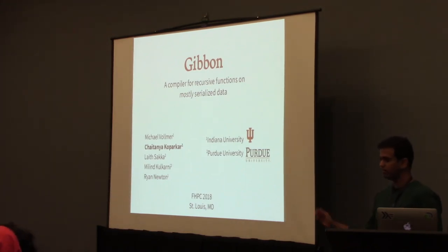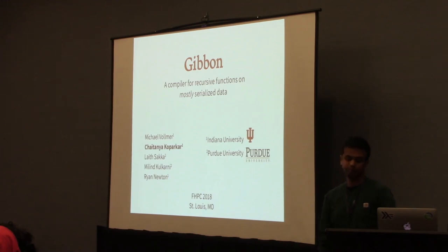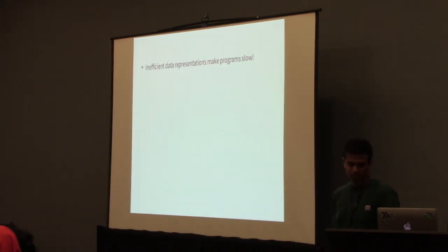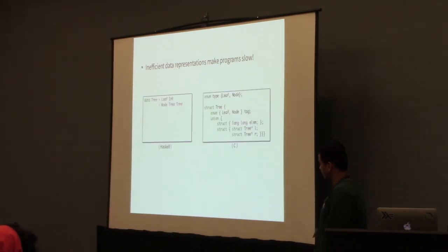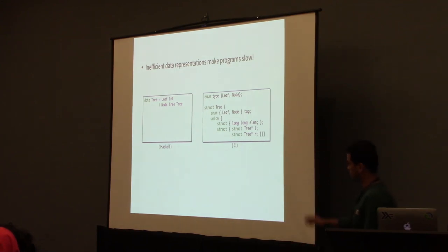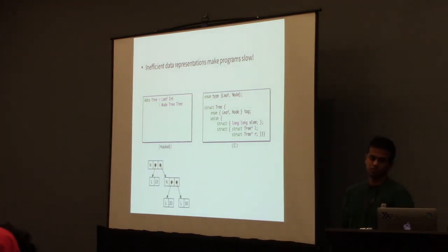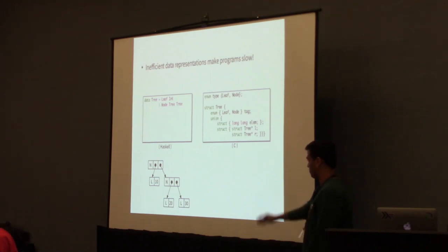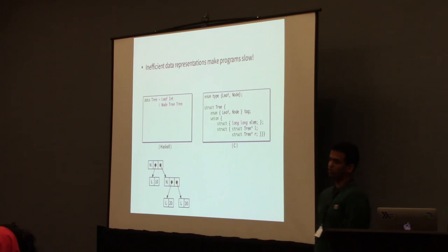So why is data representation important anyways? Because inefficient representations can really make your program slow. So consider this tree data type. The one on the left is written in Haskell, and this one is C, but they essentially mean the same thing. The way that most compilers would represent this in memory is something like this. So every node is a separate heap object, and they're sort of connected together with pointers.